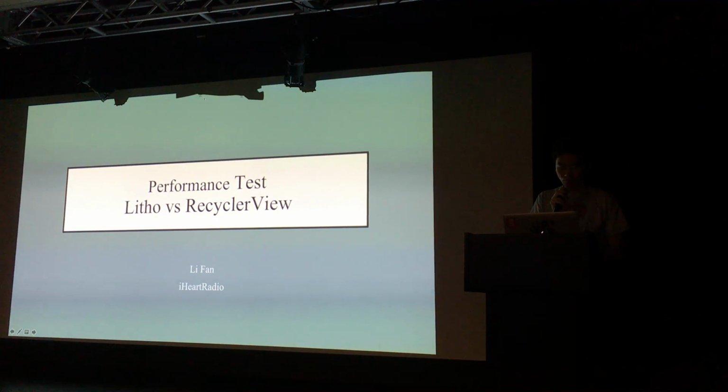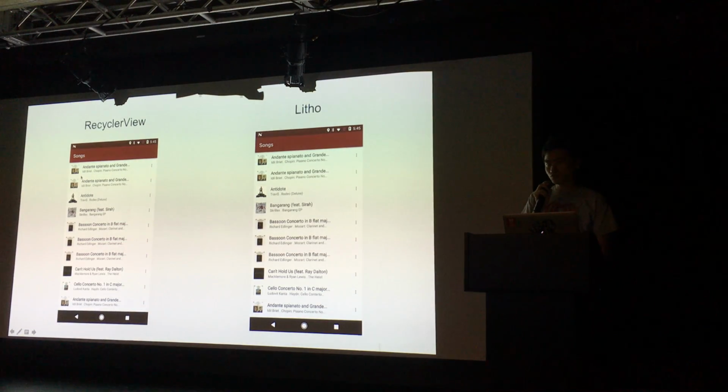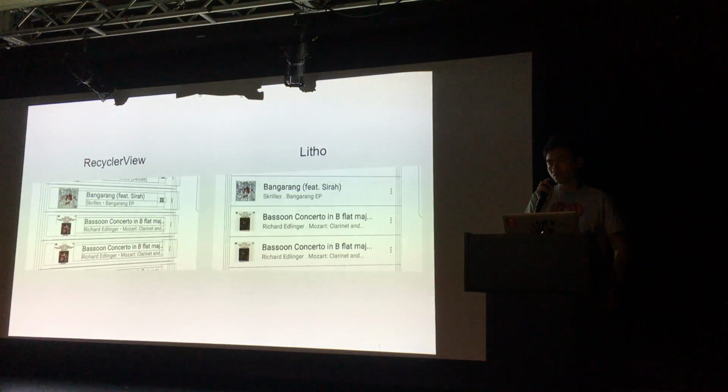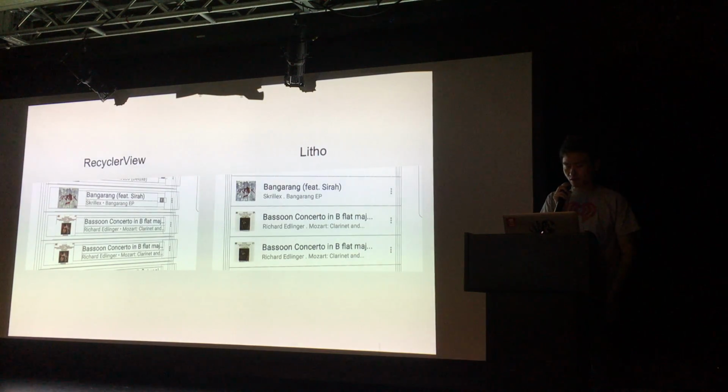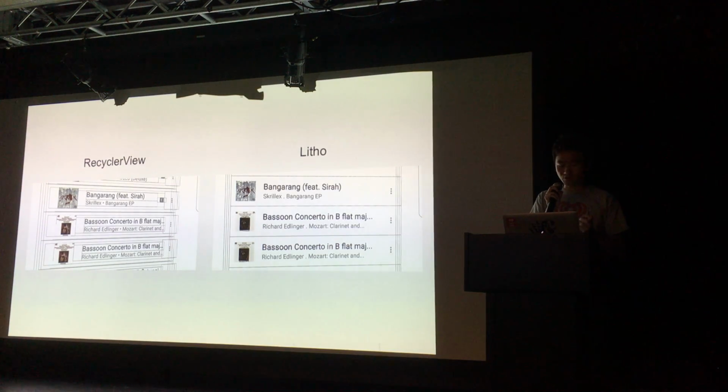So what we did in the testing is we built two exactly the same views using RecyclerView and Litho. And then we used a third-party library to display the view in a 3D vision, so every single child view can float up. You can clearly see on the left side, the RecyclerView has lots of layers. But on the right side, with Litho, each view cell only contains one single view, which is very good.